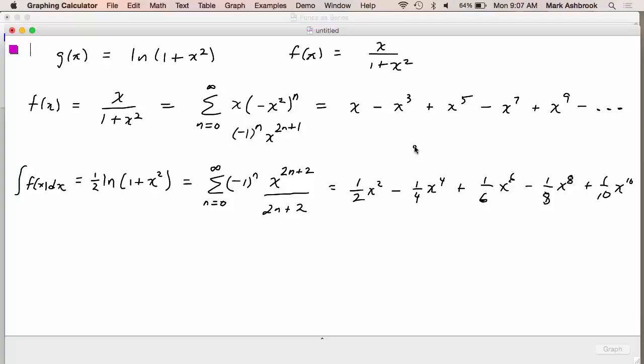So is this the function g? And if not, what adjustment do I have to make to this to make it the function g? What I just wrote here is g divided by 2. So to get g, multiply by 2. So we're just going to do everything times 2. And we have g.